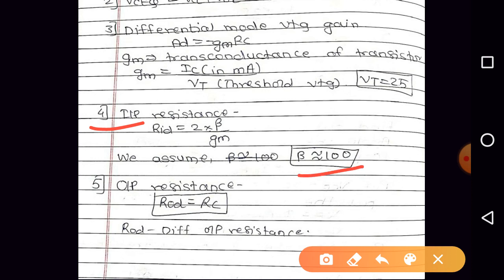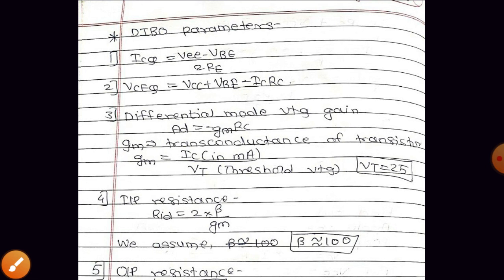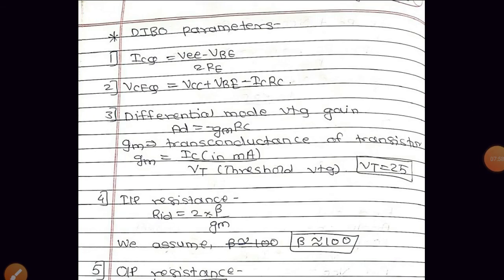Output resistance ROD is equal to twice RC, the collector resistor. ROD is the differential output resistance. It is regarding the DC analysis of the differential amplifier. Thank you.